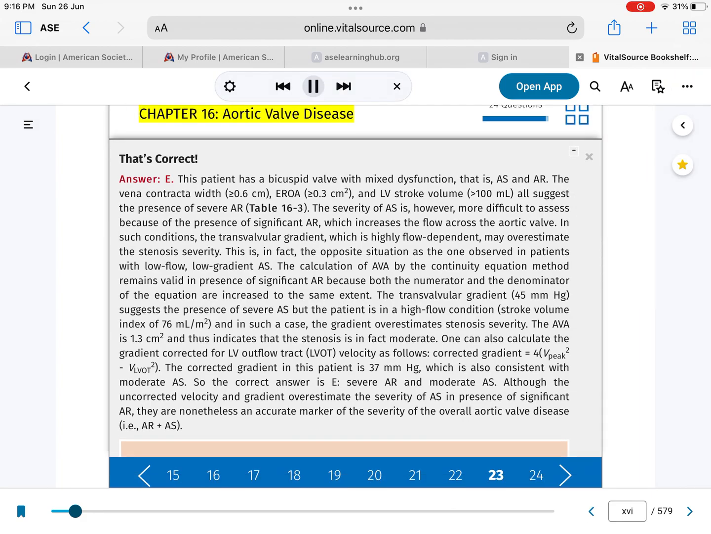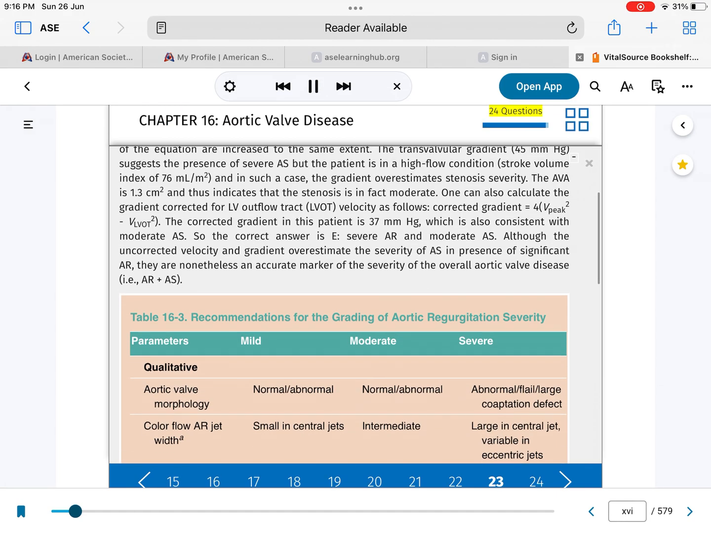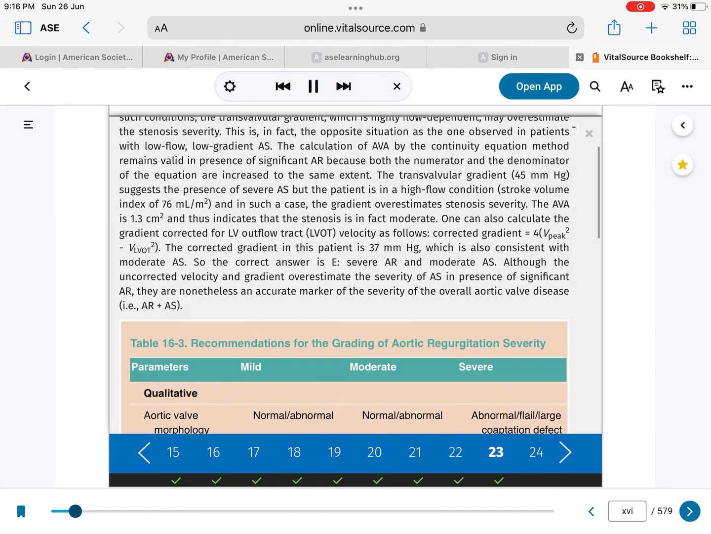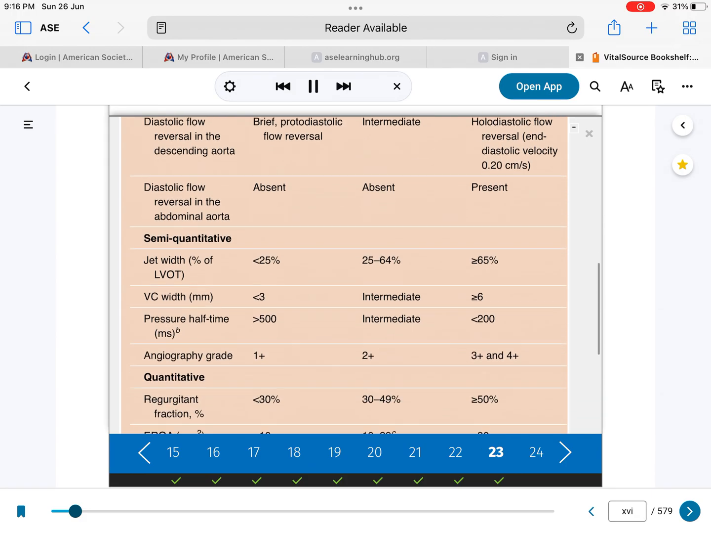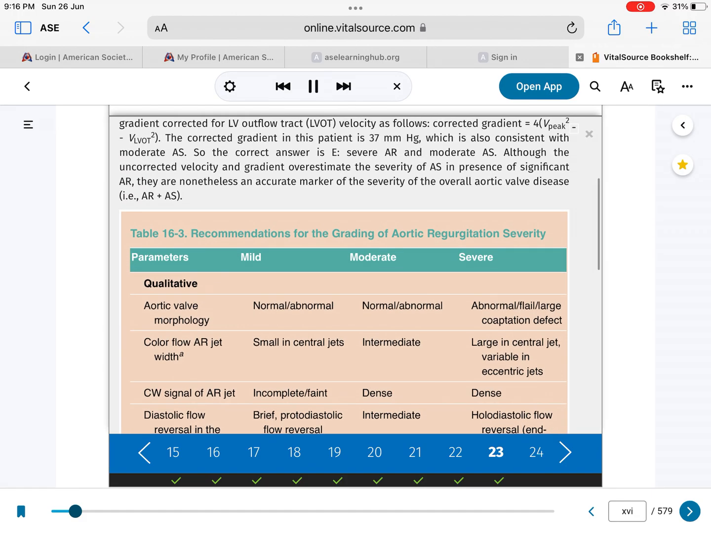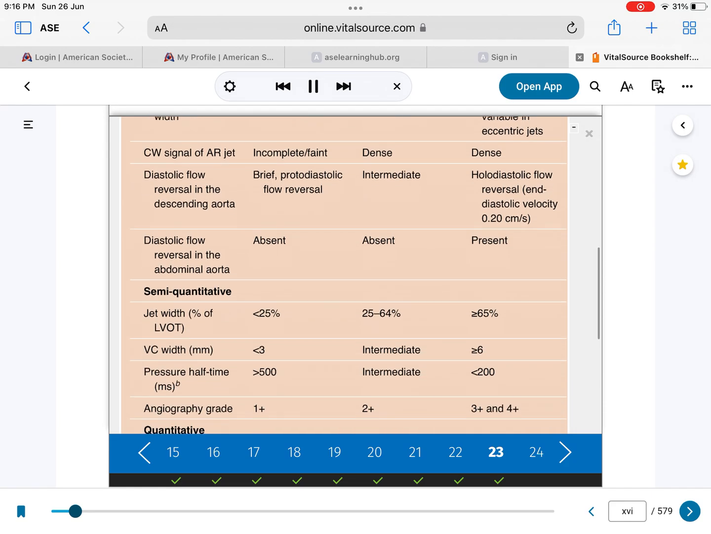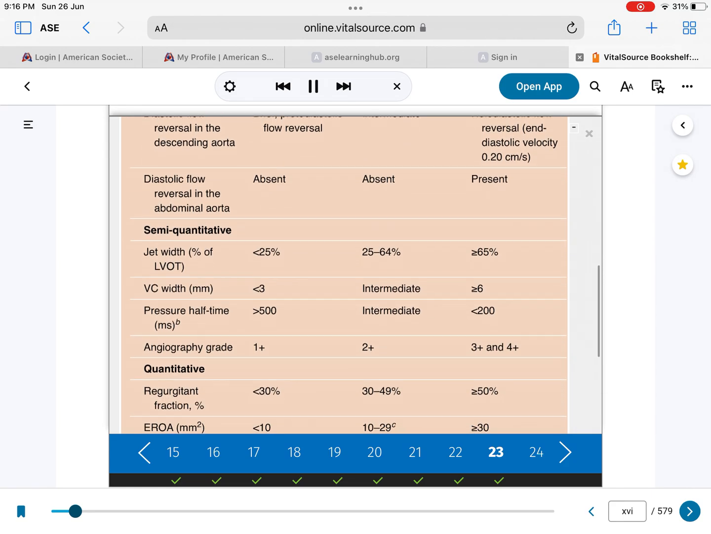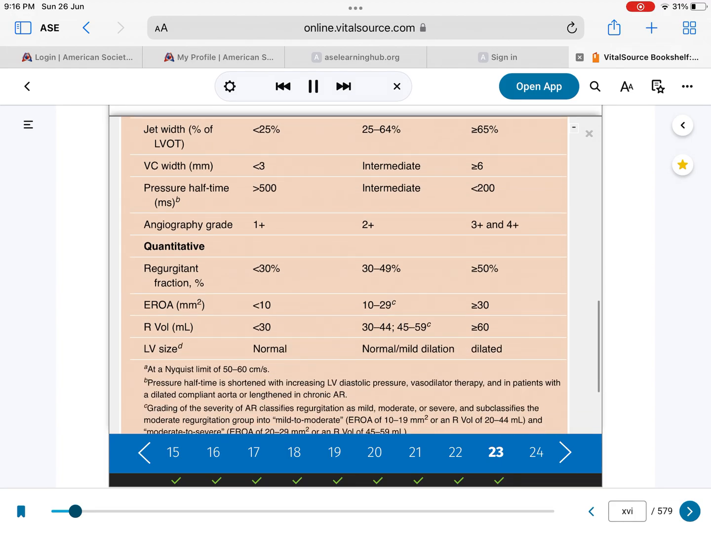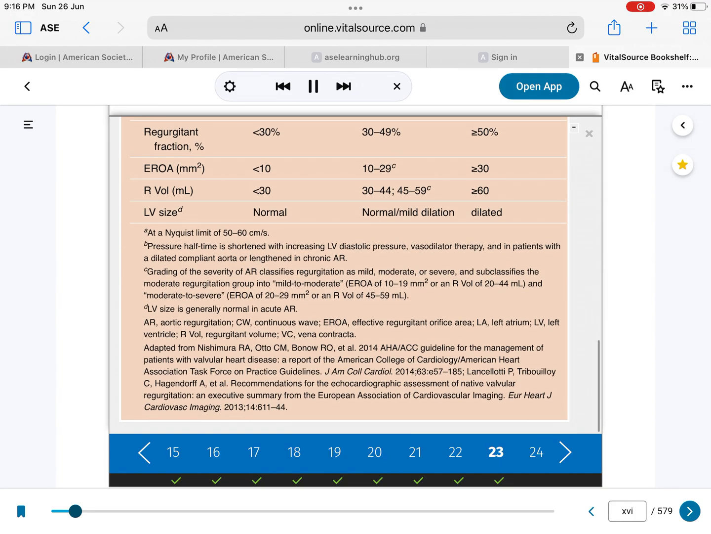Chapter 16. Aortic valve disease. 24 questions. Case 6. An asymptomatic 31-year-old woman was referred for an echocardiography because of the presence of a 4/6 systolic murmur. Doppler echocardiography reveals the following. Bicuspid aortic valve. Aortic regurgitation, AR, with a vena contracta width of 0.7 cm.